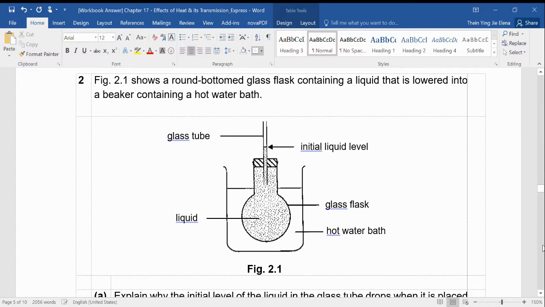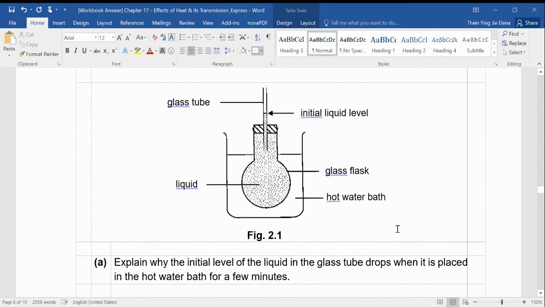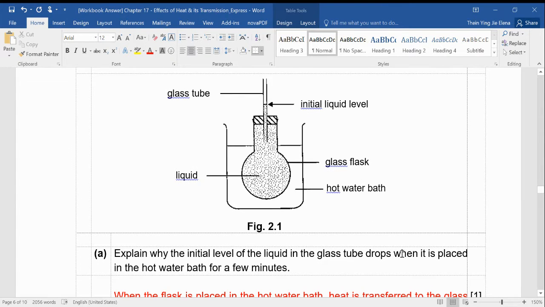Next, question 2. Figure 2.1 shows a round bottom glass flask containing a liquid lowered into a beaker containing hot water bath. So we can already predict what is going to happen. Hot water will cause the liquid inside to gain heat and expand. Then I'm sure you can predict that the liquid level will increase. But they said here, why did it drop first?